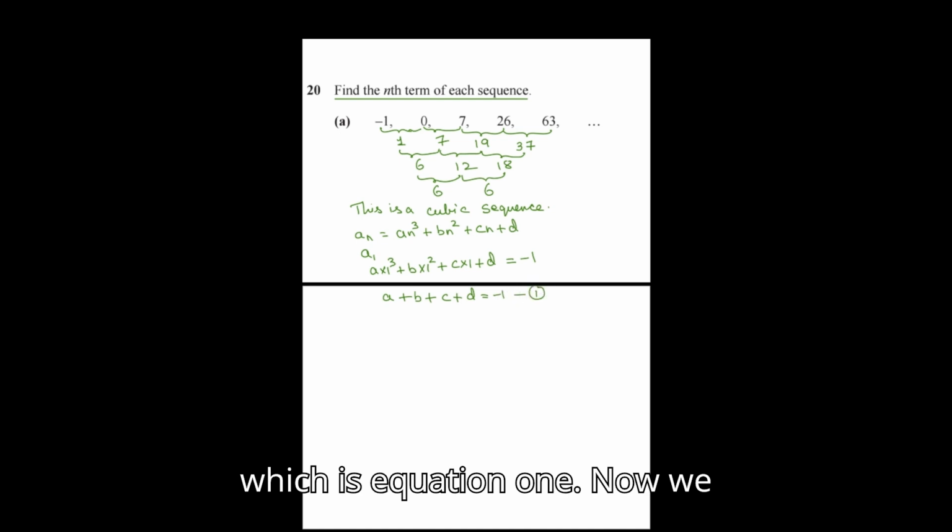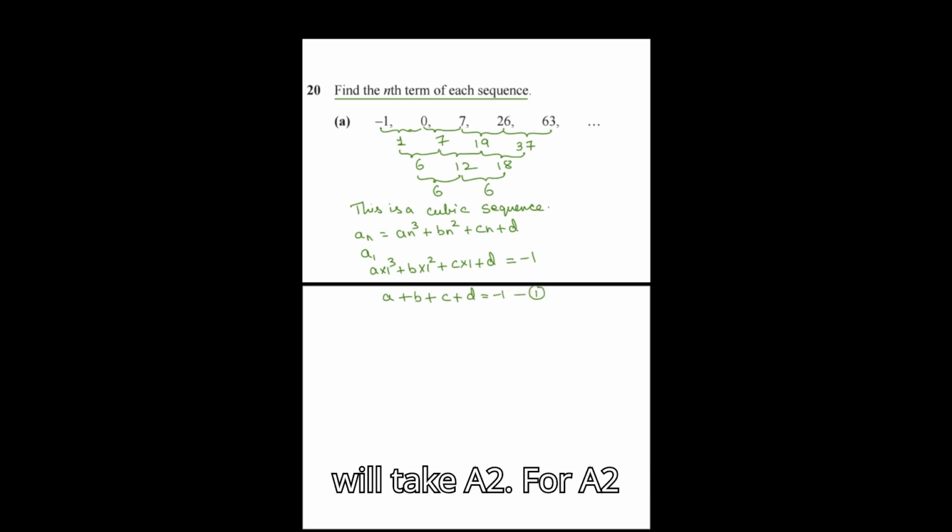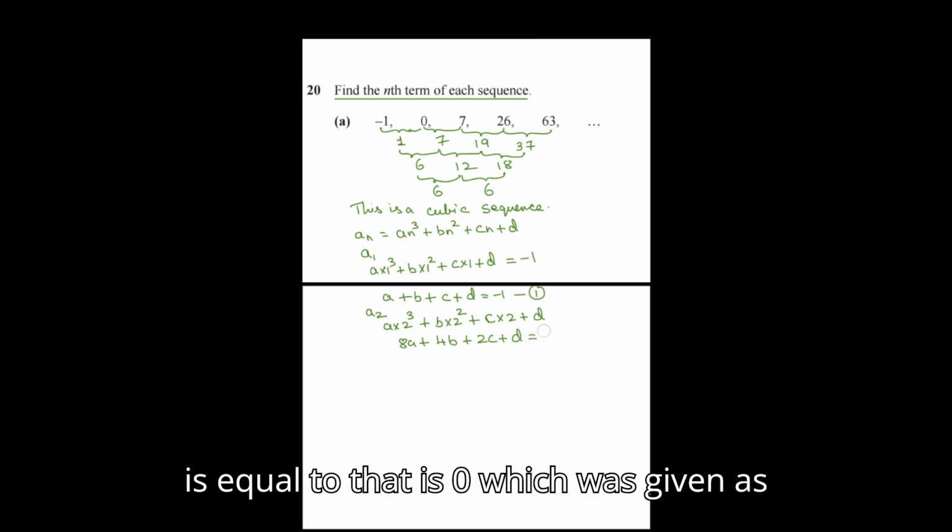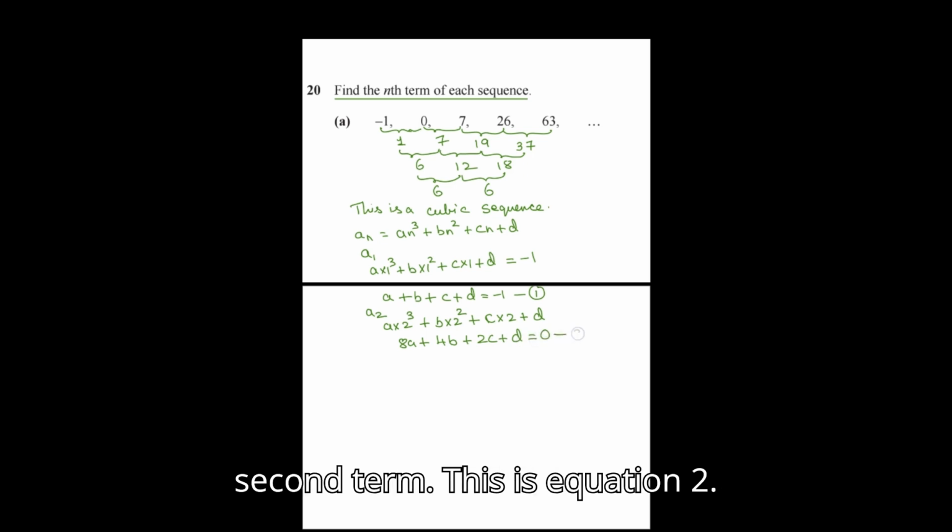Which is equation 1. Now we'll take a2. For a2 we'll take in place of n, 2. So it will be a into 2 cube plus b into 2 square plus c into 2 plus d, that is equal to 8a plus 4b plus 2c plus d is equal to 0, which was given as the second term. This is equation 2.